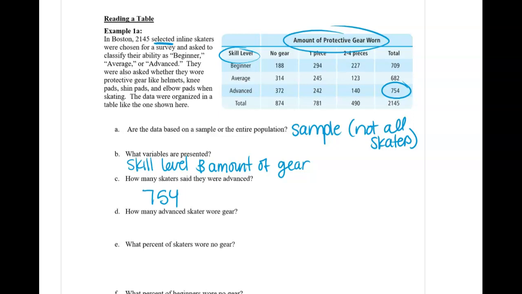Now we're looking at how many advanced skaters wore gear. Well, now we want to look at out of this total 754. So really we're just focusing on this row right here. We're looking at out of those 754, how many wore some gear. So the no gear people don't count. So we have the 1 piece and the 2 to 4. So it's 242 plus 140, which is 382.